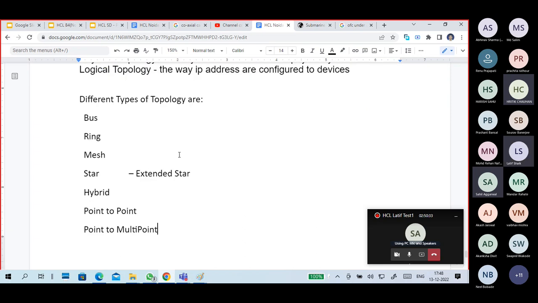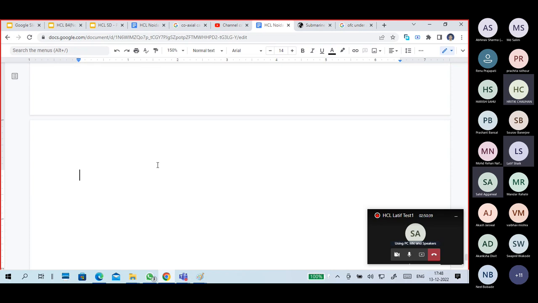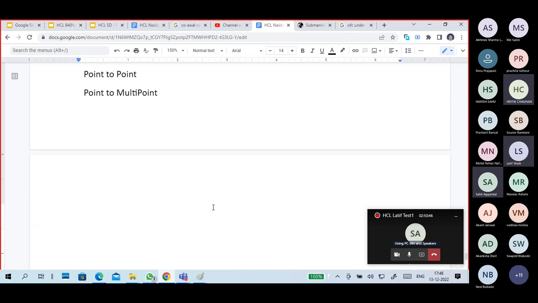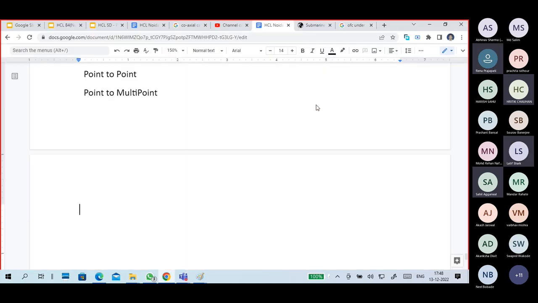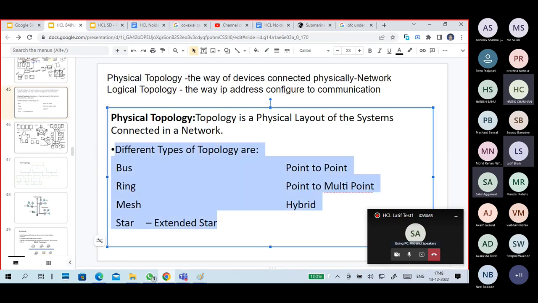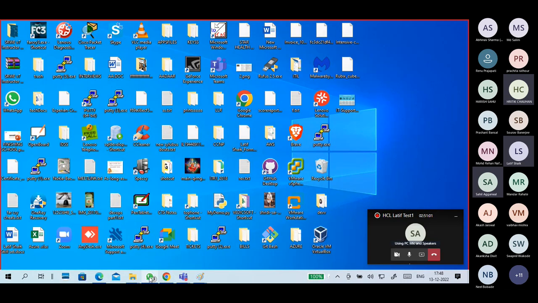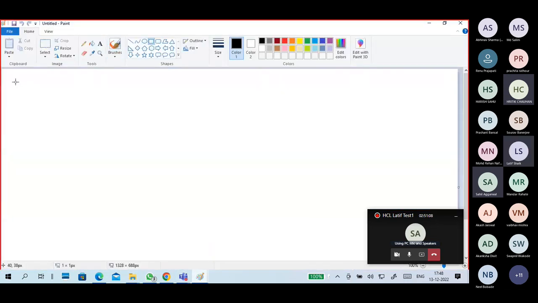Okay, different types of topologies: bus topology, ring topology, mesh topology, star topology, hybrid topology, point to point topology, point to multipoint topologies. Okay, guys, are you able to hear? Yes, sir. So these are the topologies. I will draw here in Paintbrush just for show, because if I draw in Google Doc directly, it will take a lot of time.